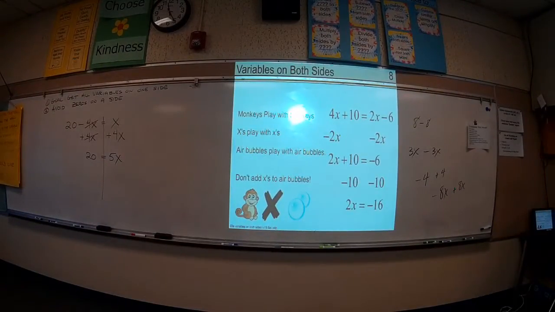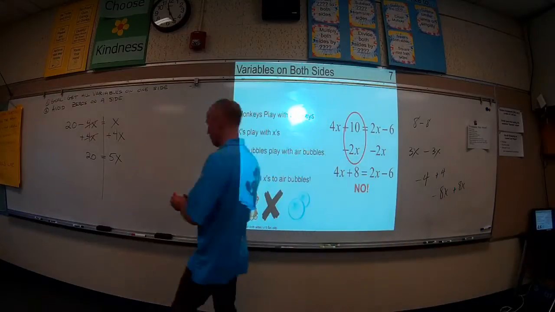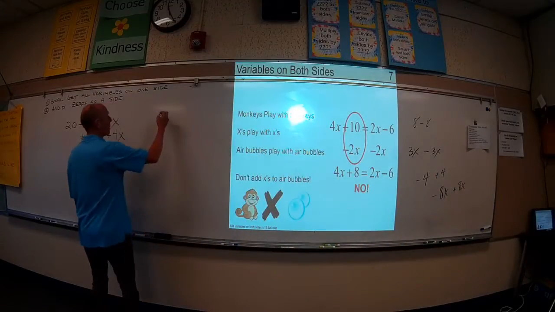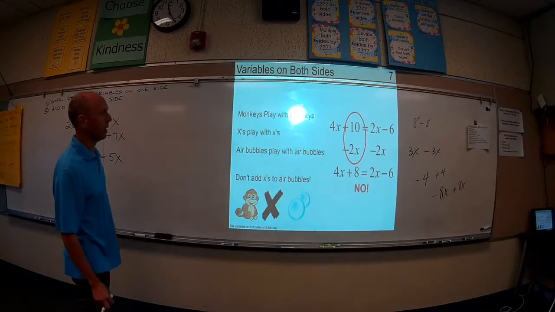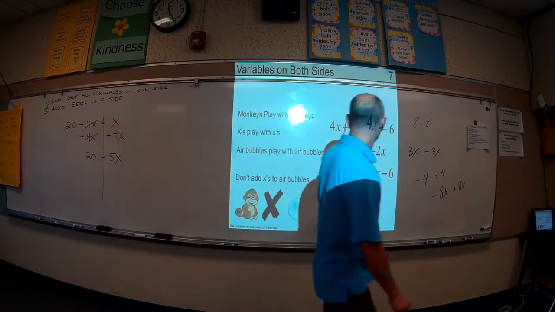What's this one? All right, so we're doing 4x plus 8 equals 2x minus 6. No, what are we doing? I don't know what I'm doing. Did we just do this one? We talked about it. We talked about the air bubbles. Where am I?